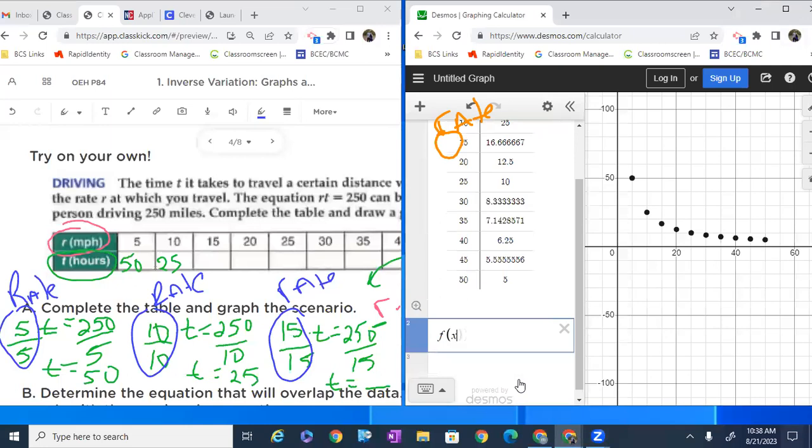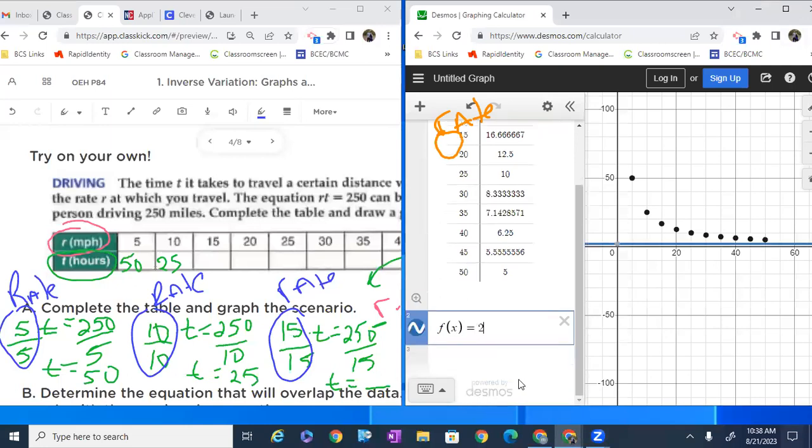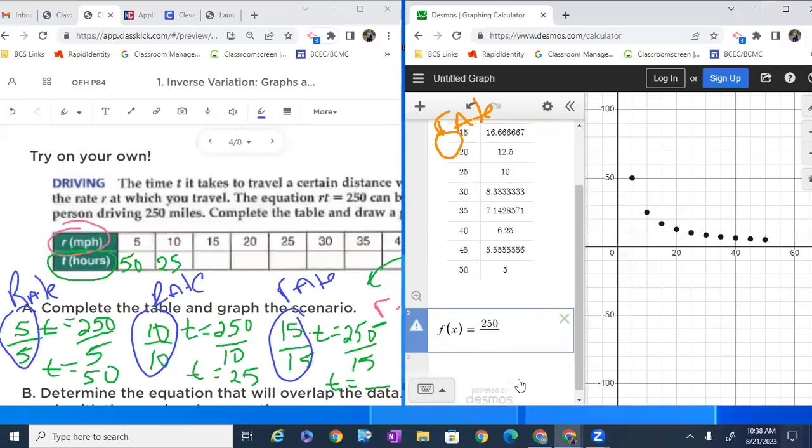I'm going to say f of x equals 250. We followed the pattern to do this: 250 divided by x. So you'll see we have the data in the table, and now you'll notice that it completely overlaps that graph. We can see that 250 over x is going to be our graph.